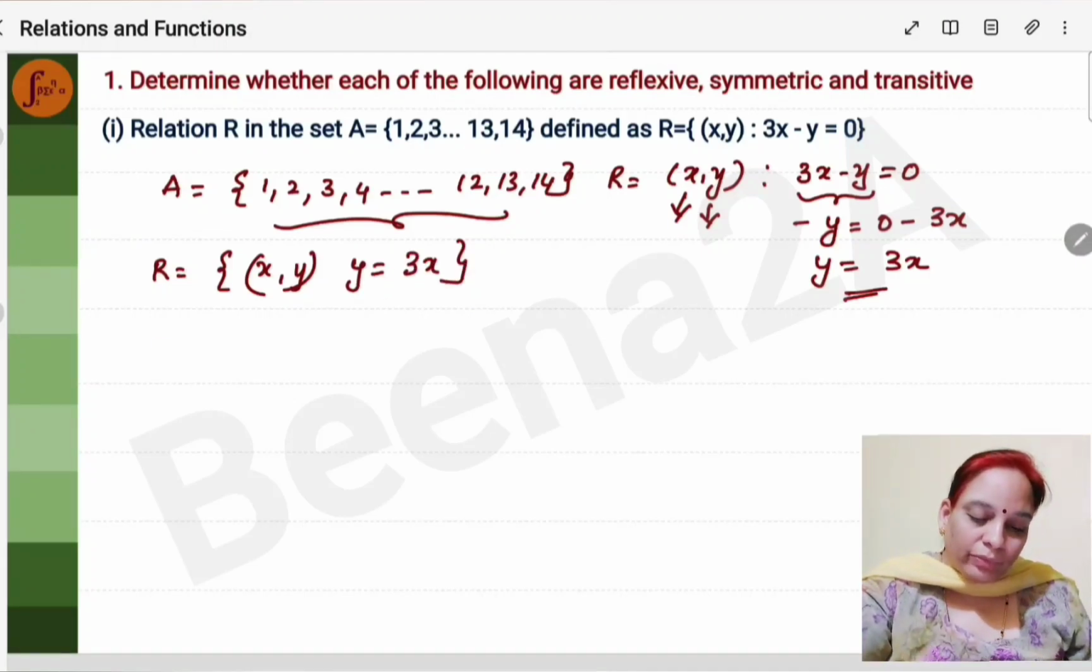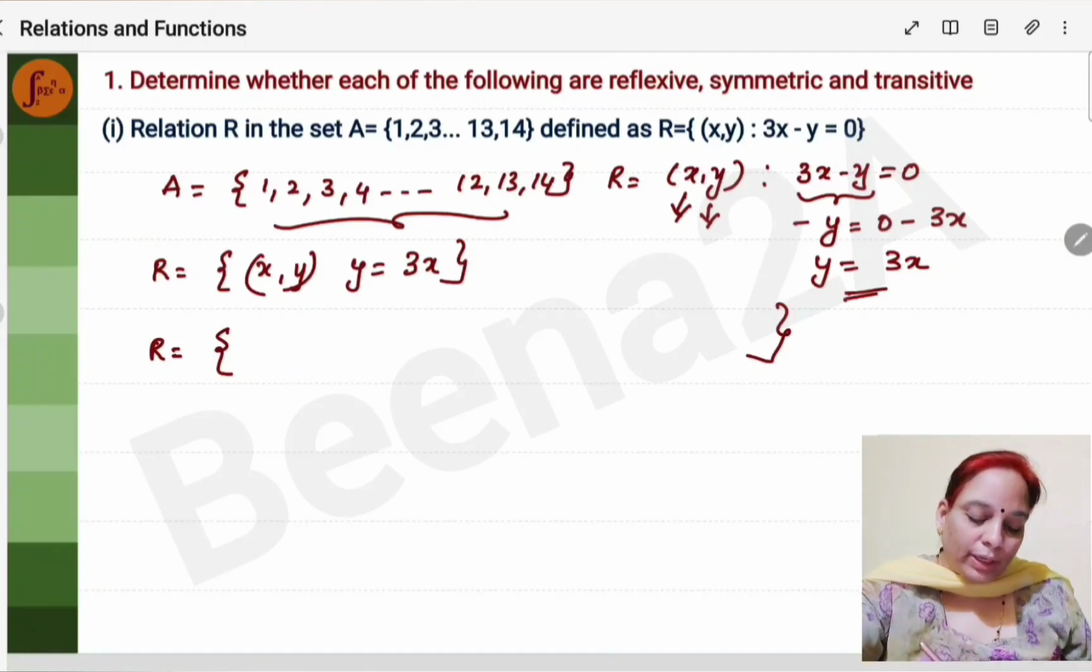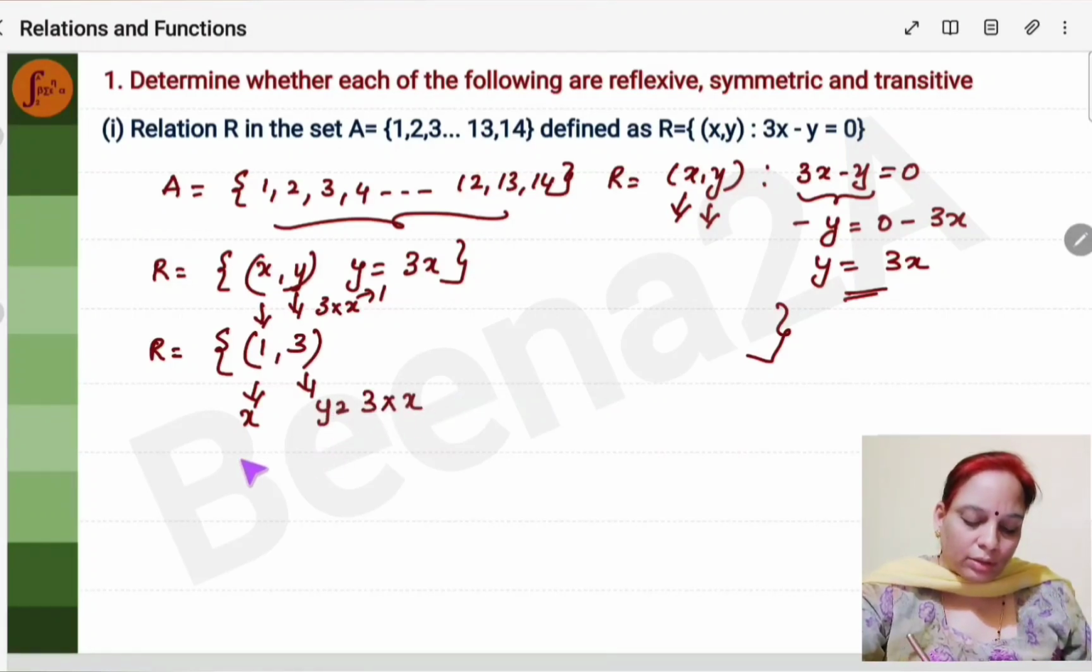So now let me first form the relation. To figure out if it's reflexive, symmetric or transitive, I should first have all the ordered pairs in the relation, right? So I'll take the first element 1. Y should be 3 times of x. So if x is 1, y is equal to 3 into 1, which is 3.